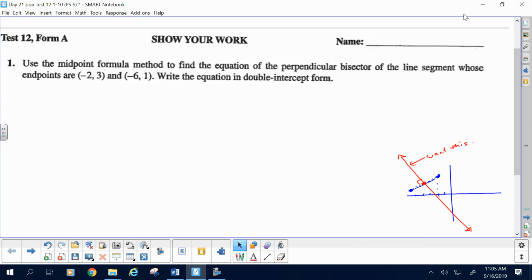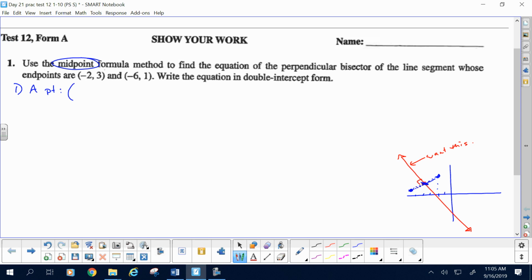Alrighty then. Well, if I want the equation of that red line, it would help if I had a point with a slope. So, how can we come up with a point? A point on the red line. Do you agree that it goes perfectly through the midpoint? And they say use the midpoint formula method. All right, which is to say then that we need to find the midpoint between those 2.